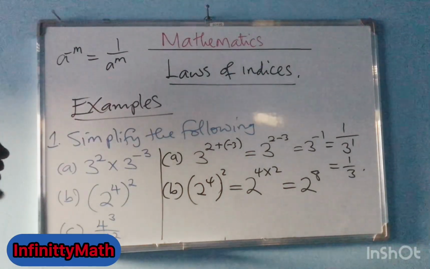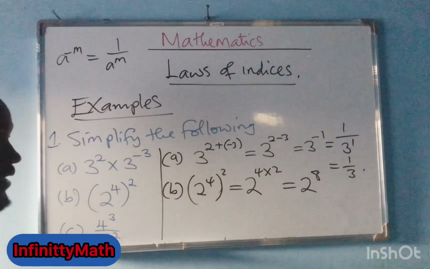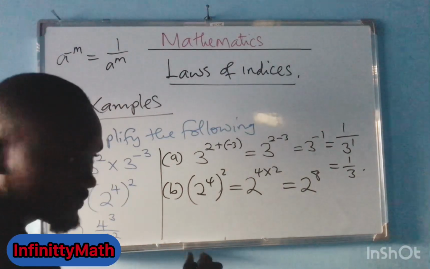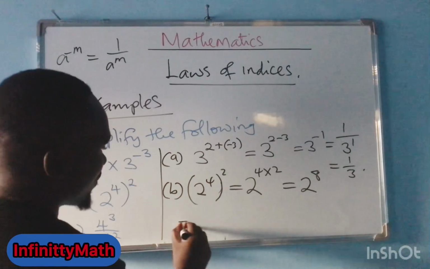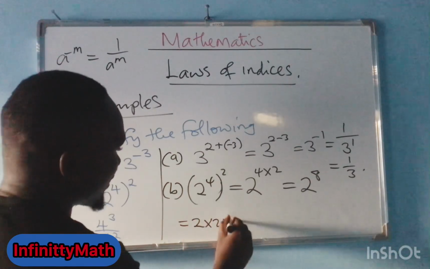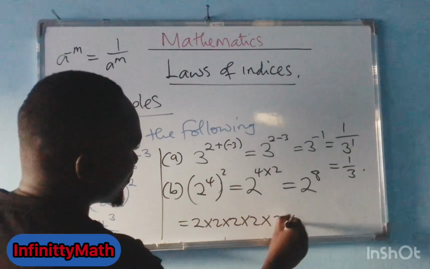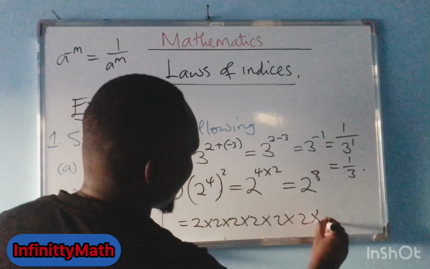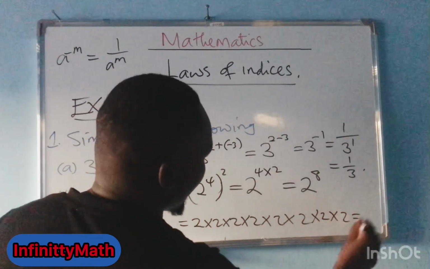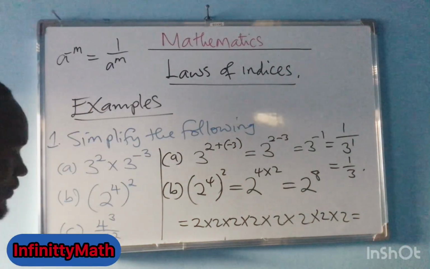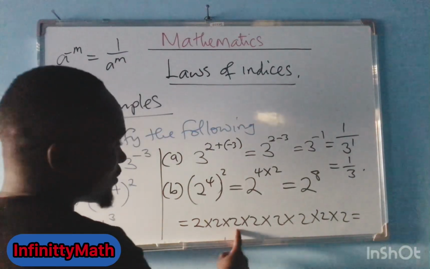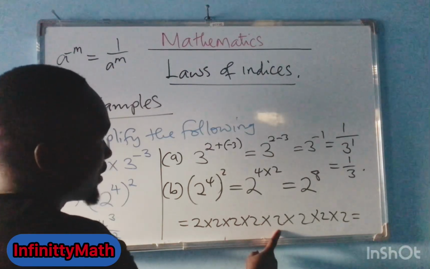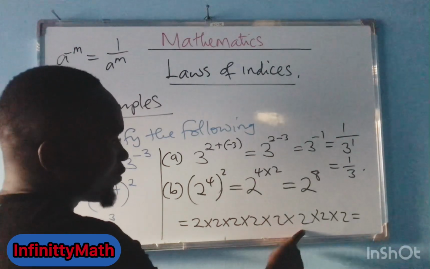We can actually find the answer by multiplying. So 2 to the power 8 will give us what? Let's try to do it. This will equal 2 times 2 times 2 times 2 times 2 times 2 times 2 times 2, that is 1, 2, 3, 4, 5, 6, 7, 8. Let's see the answer that we're going to get here. 2 times 2 is 4. 4 times 2 will give us 8. 8 times 2 is 16. 16 times 2 will get 64. 64 times 2 will get 128.